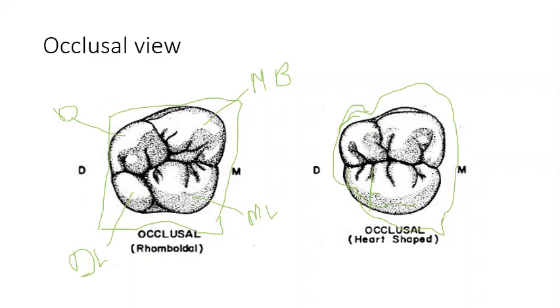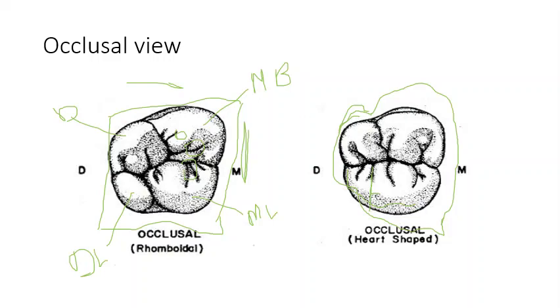So here we have the rhomboidal shape and the tricuspid form, that is the heart shaped. Okay. And we observe more supplementary grooves present on the occlusal aspect. And there is the same mesio-buccolingual dimension and mesiodistal dimension. The buccolingual dimension is the same as that of maxillary first molar and a bit shorter on the mesiodistal aspect.